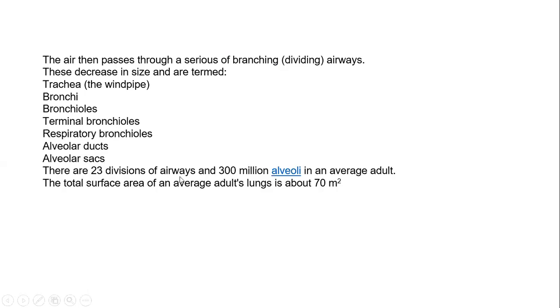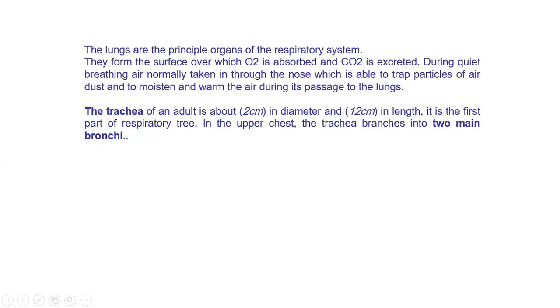There are 23 divisions of the airways and 300 million alveoli in the average adult. The total surface area of the average adult's lung is about 70 square meters. The lungs are the principal organ of the respiratory system. They are the surface over which oxygen is absorbed and CO2 is excreted. During quiet breathing, air is normally taken in through the nose, which is able to trap particles of dust and moisture and warm the air during its passage to the lungs.